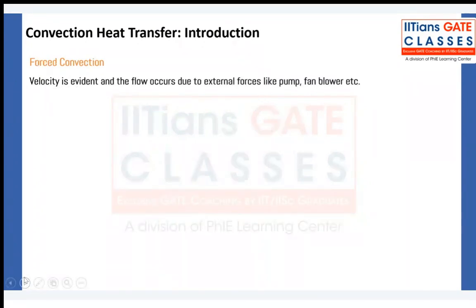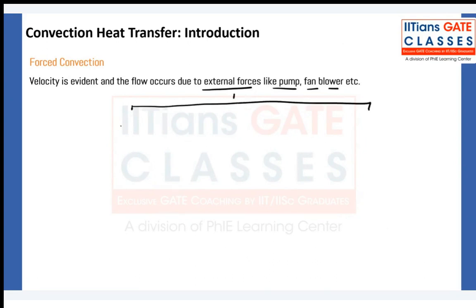Forced convection, we all know, here we have a significant velocity and we try to increase the velocity by using some external force: pump, fan, blower, etc. Now when we talk about forced convection, we talk about two things. What? First is external flow, which is basically flow over a flat plate, outside it is happening. Then the other is internal flows.